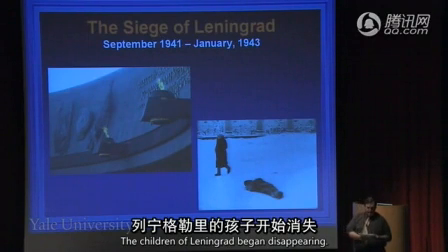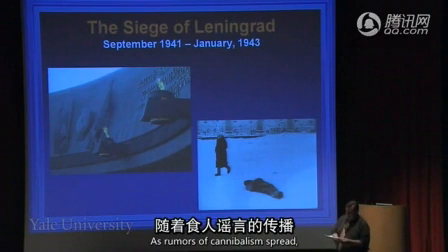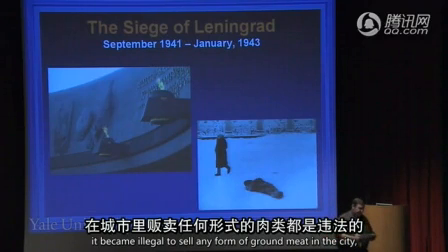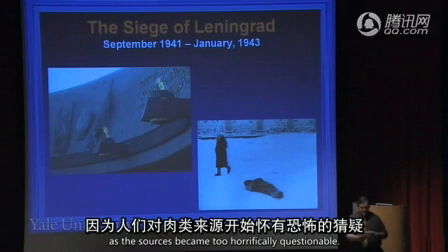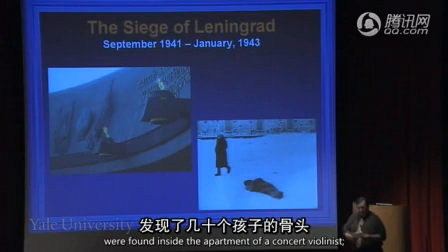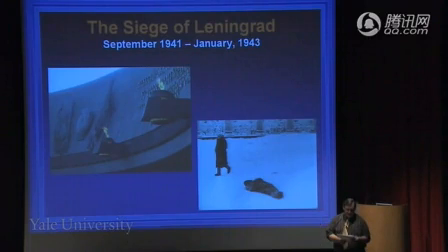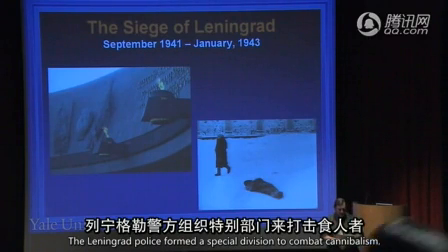The children of Leningrad began disappearing. As rumors of cannibalism spread, it became illegal to sell any form of ground meat in the city, as the sources became too horrifically questionable. In one case, the bones of several dozen children were found inside the apartment of a concert violinist. Even his own 5-year-old son was missing. The Leningrad police formed a special division to combat cannibalism.